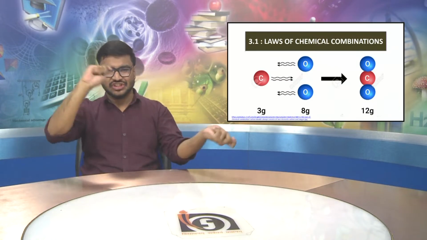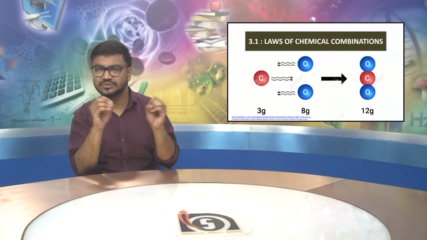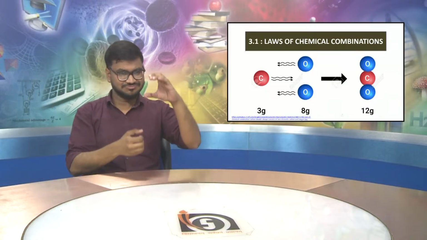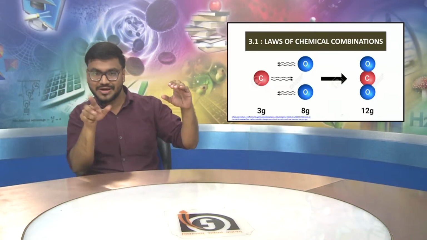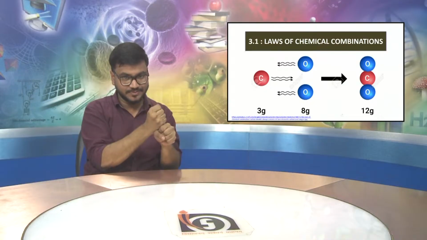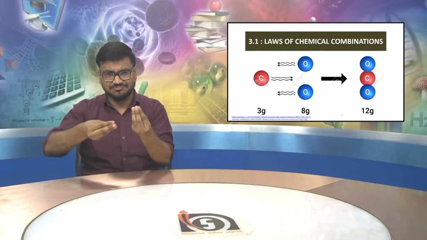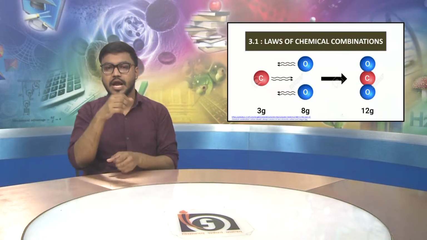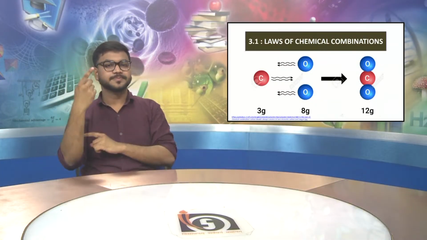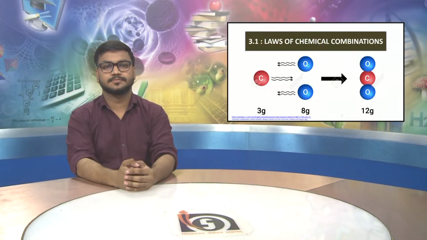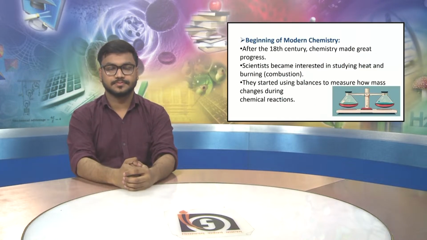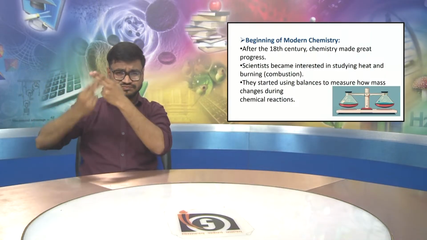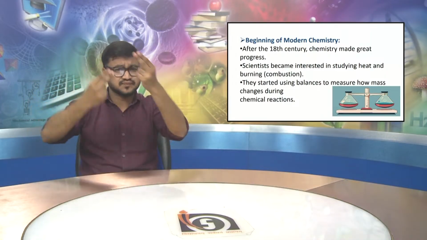3.1 Laws of chemical combinations. There is an example showing carbon dioxide: one atom of carbon and two atoms of oxygen combining to form CO2. Beginning of modern chemistry.